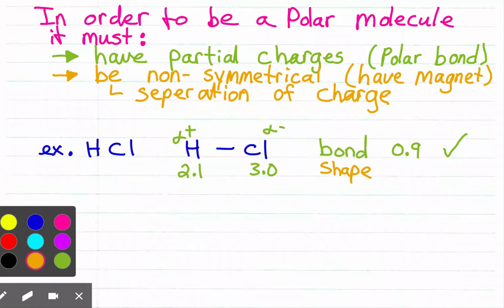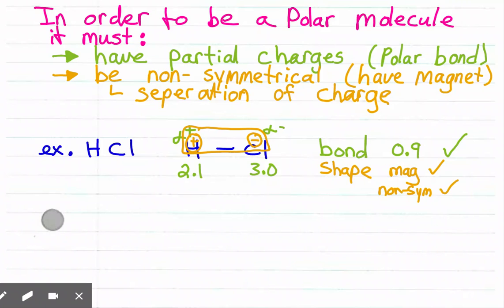If we looked for the center of all the positives, we're going to find it right here on our hydrogen. And if we looked for the center of all the negatives, the only spot of negative that exists is on this chlorine. So if we look, we can see that there is a separation of charge, or a magnet. So we have a magnet, and we have that magnet because it's non-symmetrical.